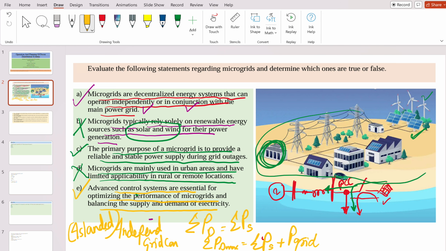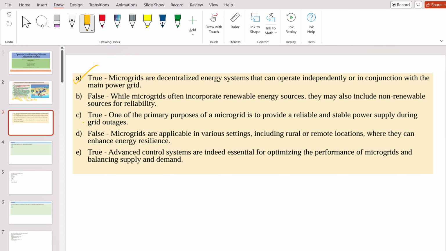So the correct option is A, C, and E. Okay, any doubt? Geothermal and tidal: tidal is basically decentralized also, through the ocean waves, and hydel is basically the hydro. So these are the power plants which you can operate. That is true. Okay, let's move further and try to solve this problem.